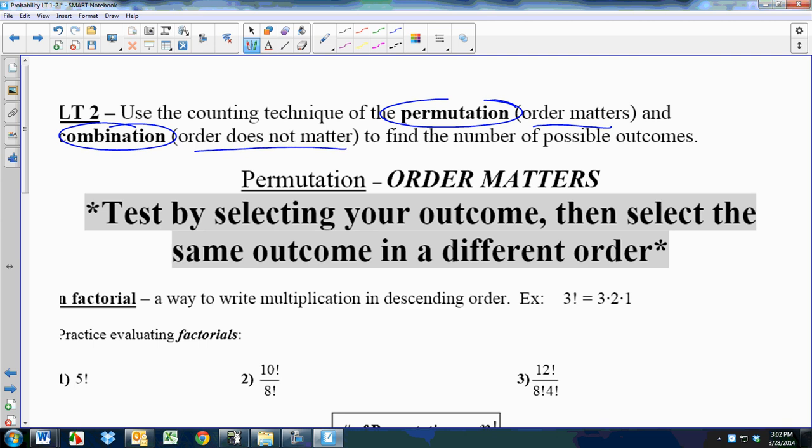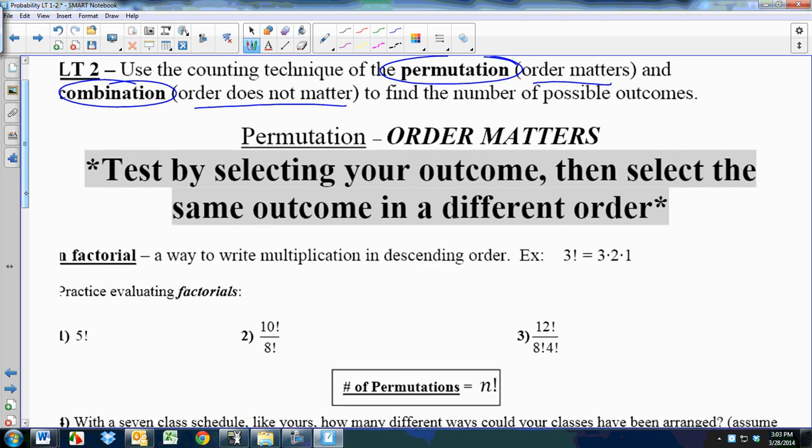All right, now before we even get into whether order matters or not, which is a very confusing topic, we're going to refresh our memory or learn something new, an exclamation point, such as 3 exclamation point. It's called a factorial, and I'm not sure if you've ever seen this before or not, but a 3 factorial literally means 3 times 2 times 1, so it's the number 6. So number 1, a 5 factorial would be 5 times 4 times 3 times 2 times 1, which is 20 times 6, 120.